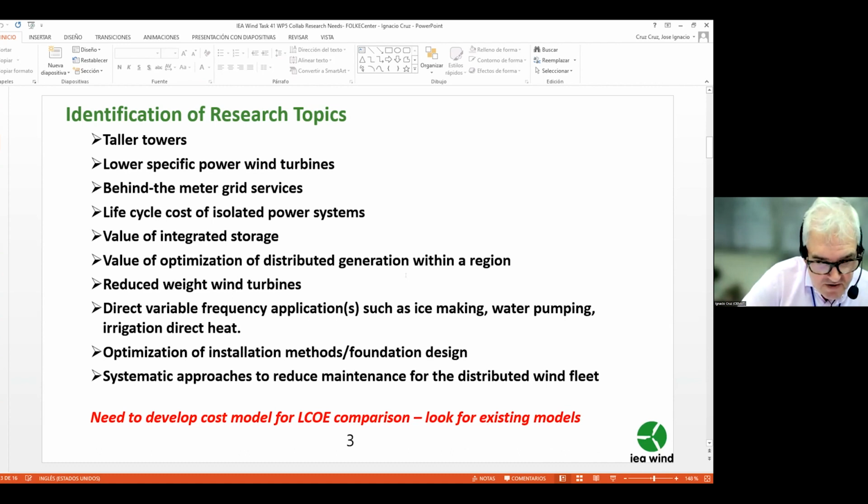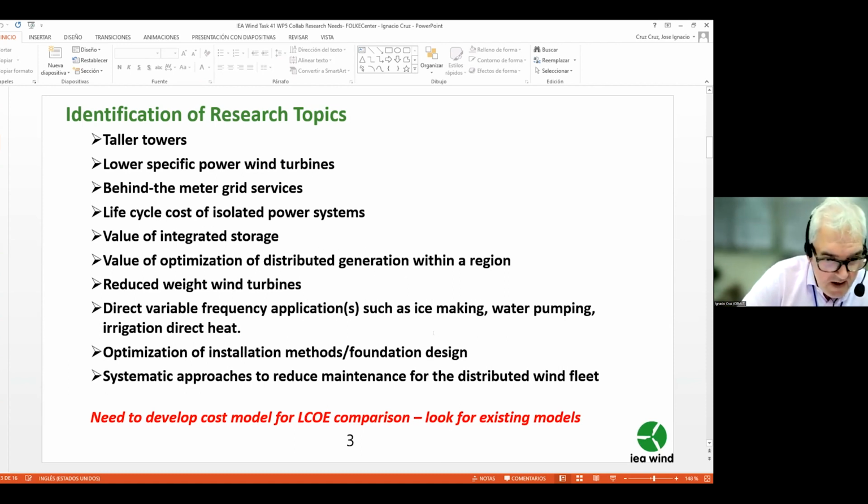Direct variable frequency applications. So production of ice, water pumping, irrigation, water desalination, direct heat, even hydrogen. Direct hydrogen production nowadays may be very costly, but this kind of solution, distributed wind can support and offer interesting solutions. Some of them more costly, some others more general. Some of them have already been mentioned in this conference, such as water pumping or irrigation, but others like hydrogen are still ongoing or just looking for competitiveness.